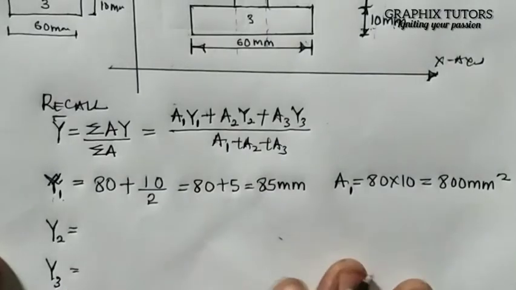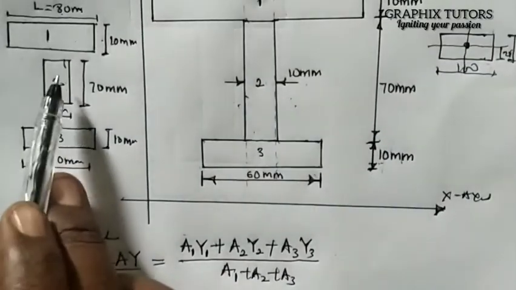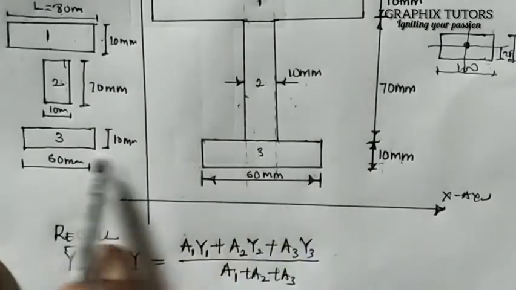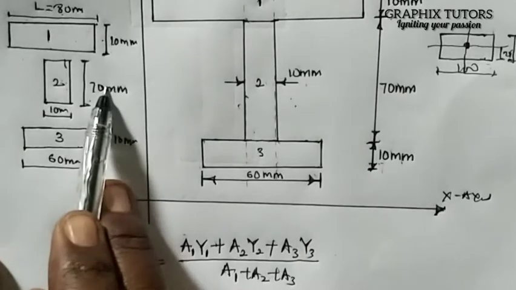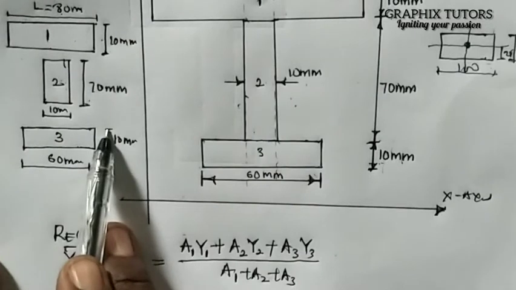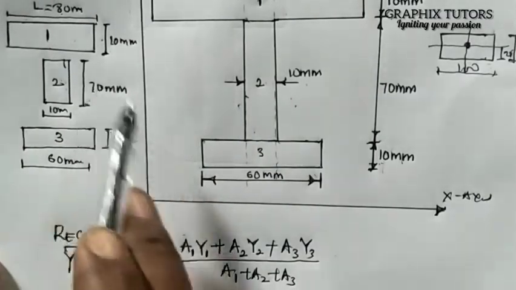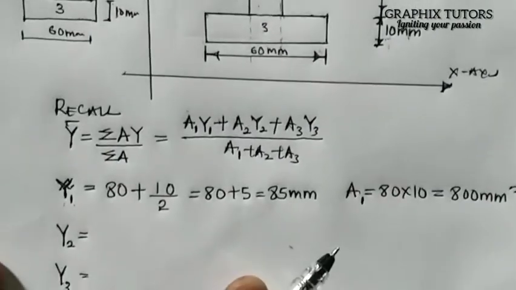Now for Y2, Y2 means figure 2. The figure 2 is dependent on the figure 3, because before you get to the figure 2, you will travel 10 millimeter before you get to this 70. You will not divide this 10, you divide the distance of what you are considering. So it will be 10, the distance that you travel, right?